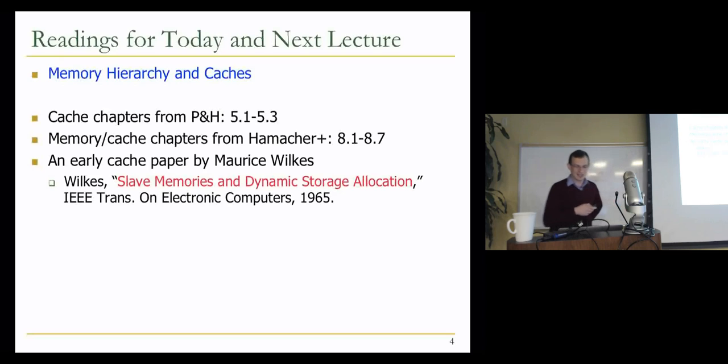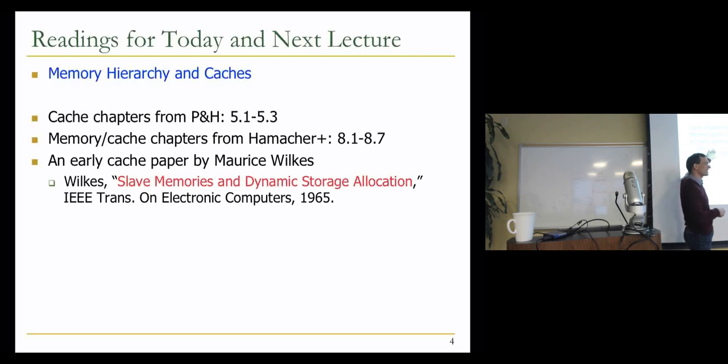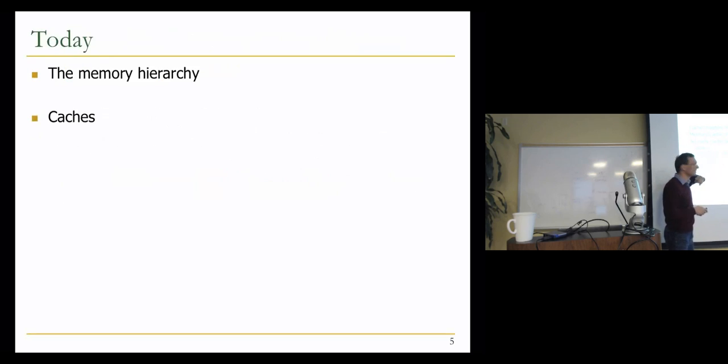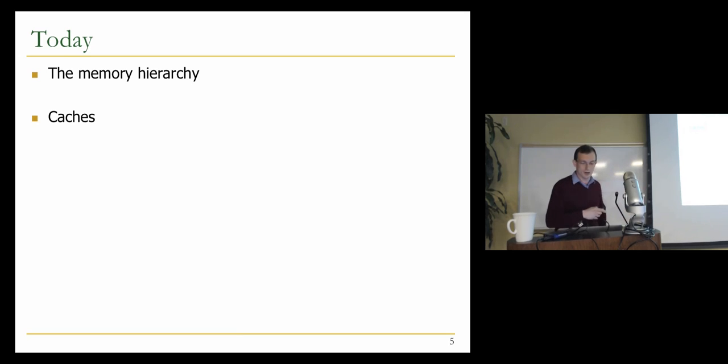Okay, so today and next lecture, and maybe next two lectures, we'll cover memory hierarchy and caches, at least the basics. These are some of the readings that I'll assign. You don't really have to do any of these readings, but I would strongly recommend these chapters. They should be available; we should put them up. There's also an early cache paper that introduced caches by Maurice Wilkes. This is not the earliest paper, but it is the earliest that's really written well, very crisp, and I'd recommend that also. It's only a two-page paper that introduced caches in 1965, and I'll show you quotes from that paper.